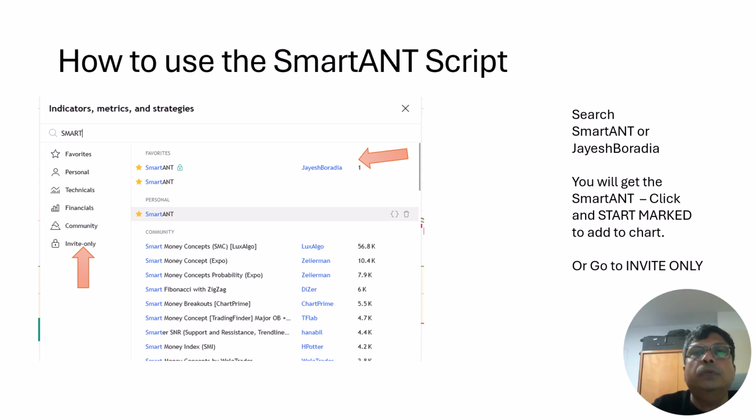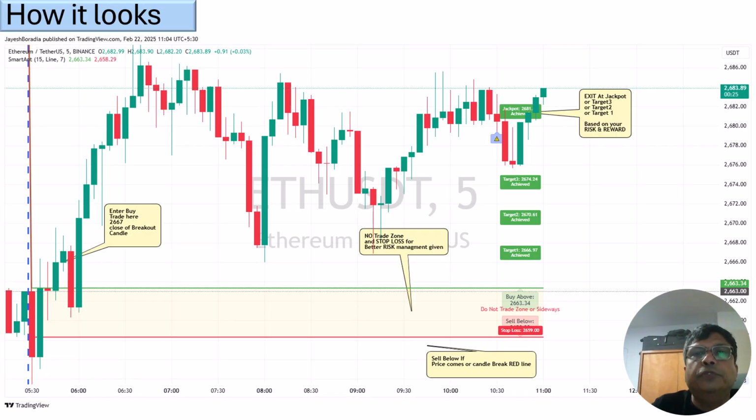This slide visually presents how the SmartANT script appears on TradingView. Observing its layout and the indicators it provides can help traders understand how to interpret the data effectively in the real market. Familiarity with the visual elements will enhance your ability to utilize the script in real-time trading scenarios. Just observe the screen so that it will give more clarity to you.